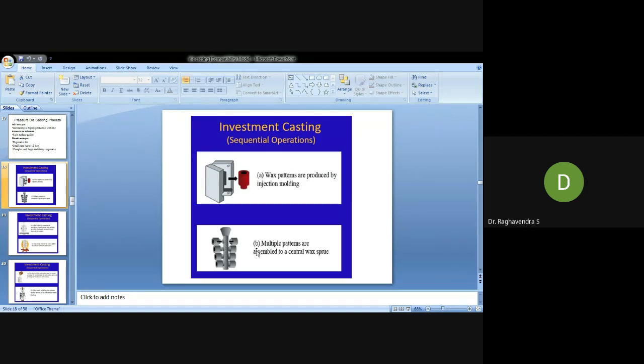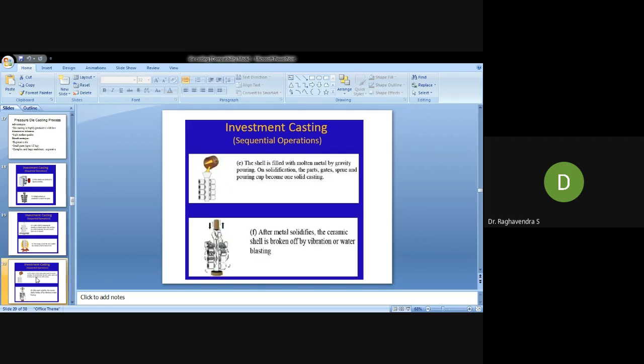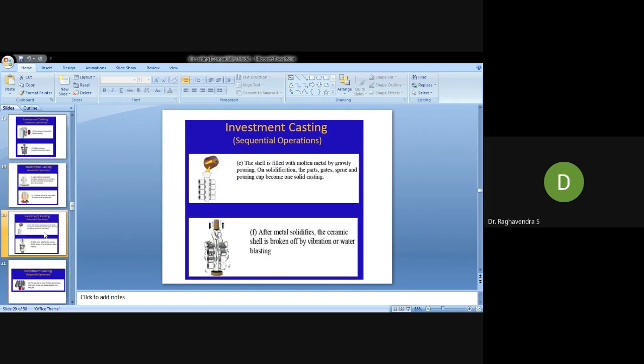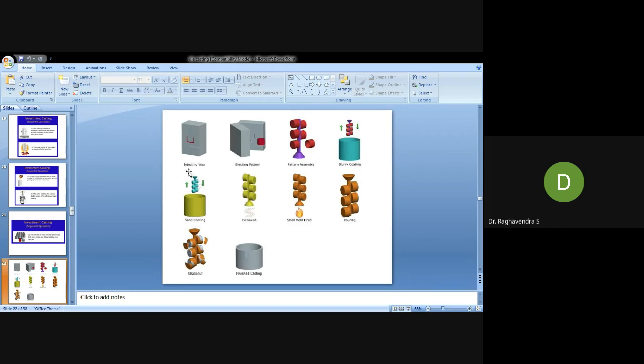Similarly, this is a gated pattern. Gated pattern means once you pour, you can make n number of components, multiple patterns. This is a use. These are the same figures. And see: injecting the wax here, ejecting the wax, pattern assembly, slurry coating, sand coating, dewax, pouring, knock out, finish.